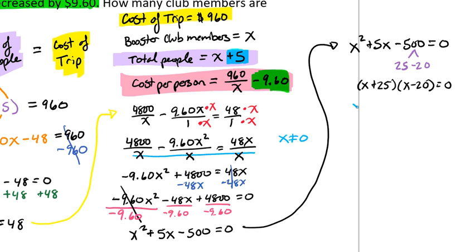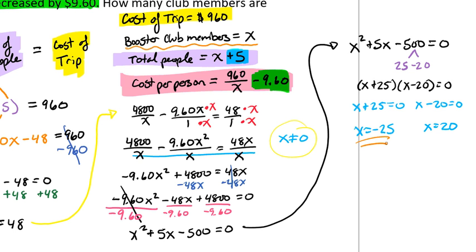Then, using the zero product property, I can split those apart as x plus 25 equals 0 and x minus 20 equals 0, which will give me a negative 25 and a positive 20, and neither of those numbers are 0, which was part of our restriction over here, remember? So far we're okay. Remember that x represents the booster club members. So does it make sense to have negative 25 people? No, it doesn't.